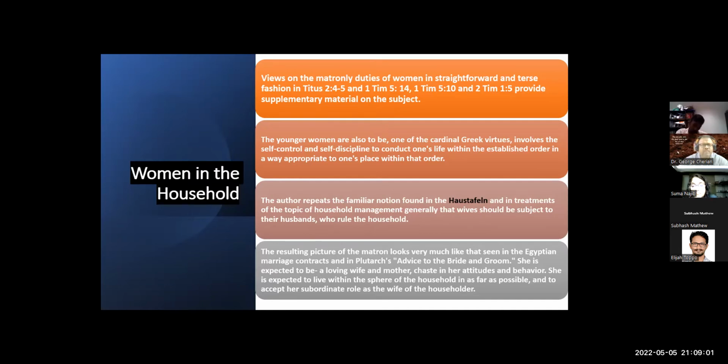It is referring to Titus 2:4 and 5, 1 Timothy 5:14, 1 Timothy 5:10, and 2 Timothy 1:5. All these passages are being referred to. And so basically, there is a different view, as Dr. George mentioned.